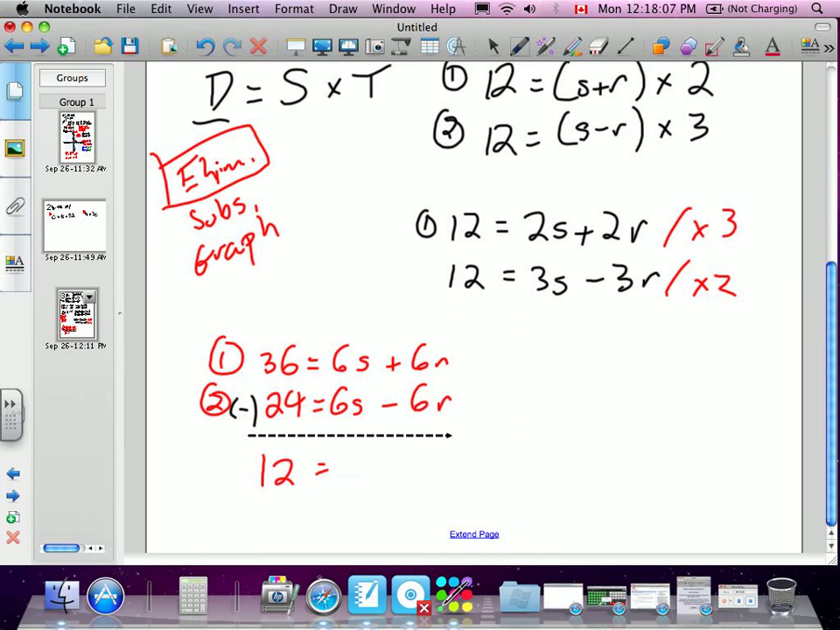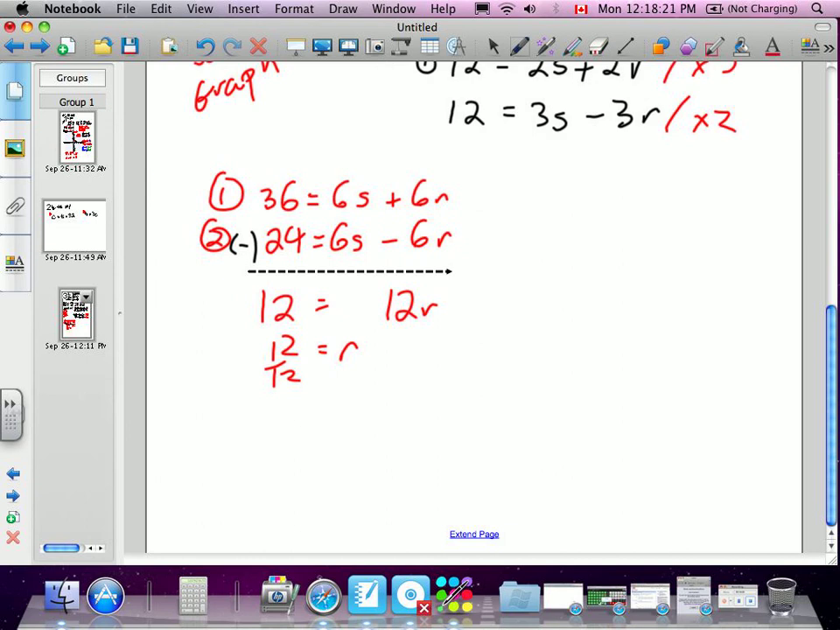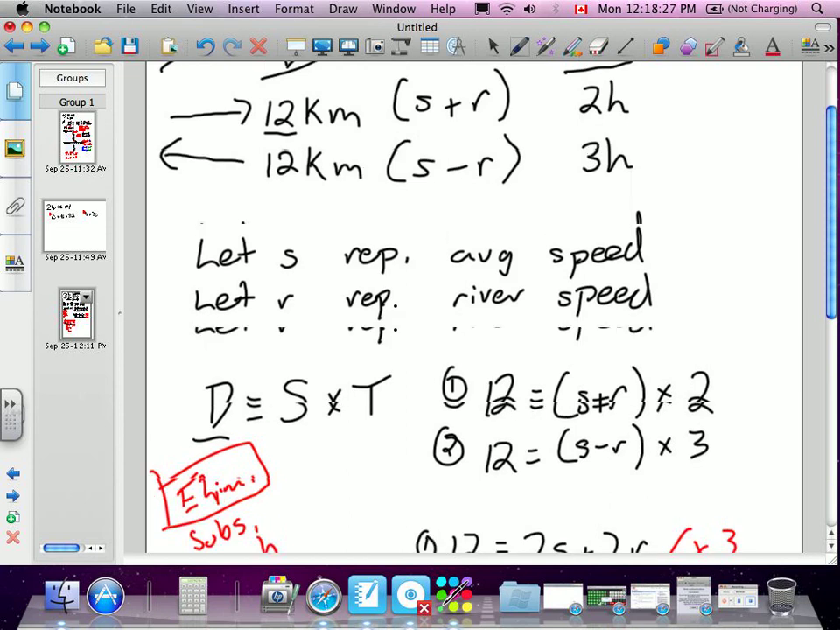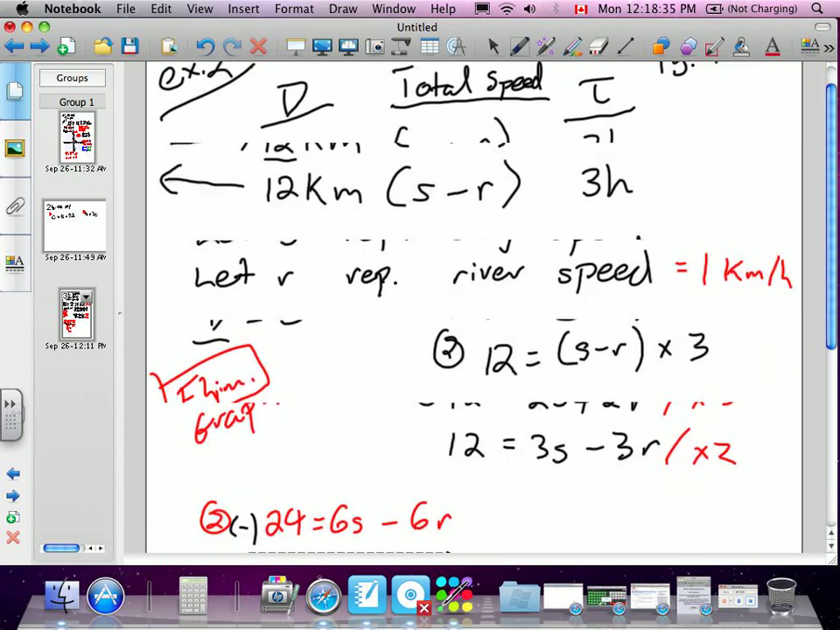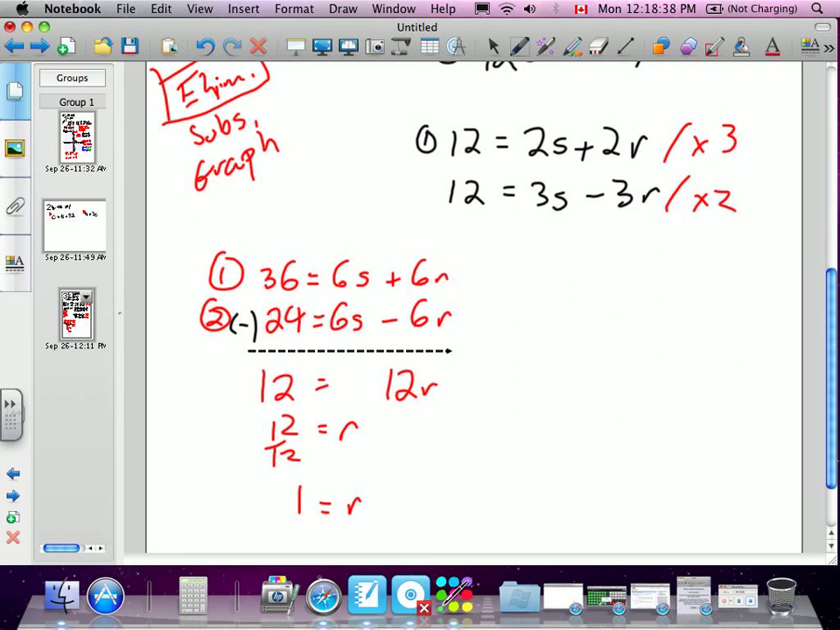Okay? So when we bring the 2 together, we get r is equal to 12 divided by 12. R is equal to 1. So we discovered that the river's speed is equal to 1, and we assume it's kilometers an hour. Okay? Now we need to find our average speed. So we'll do elimination again, and it just so happens I can use the exact same formulas that we had before because the coefficients are the same. But instead of subtracting, I'm going to add. That way I get rid of the r's and I isolate the s's. That's supposed to be a negative.